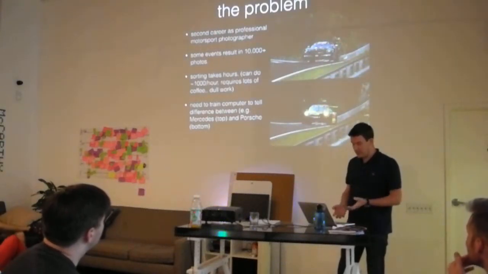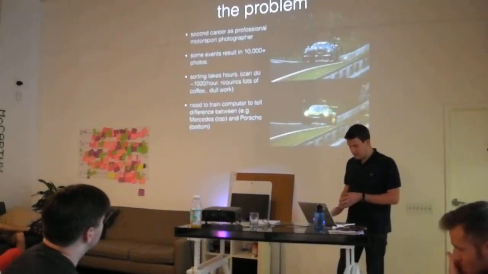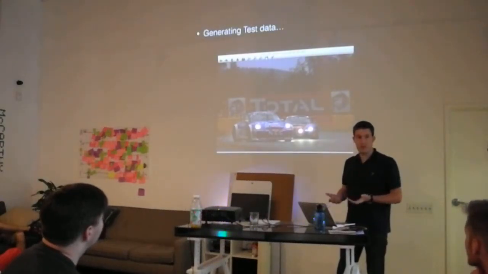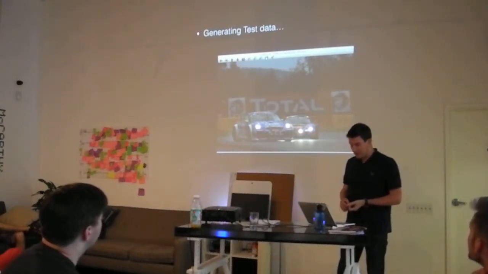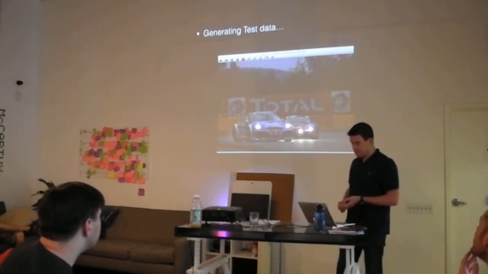So what I want to do, whilst I'm here, is come up with a way of automating the sorting of images. I'm using OpenCV for this, which is a computer vision library. Until 2 weeks ago, I didn't know what computer vision meant. So I've been going off and figuring out what to do. And the first thing I decided to do was to go through and generate some test data.